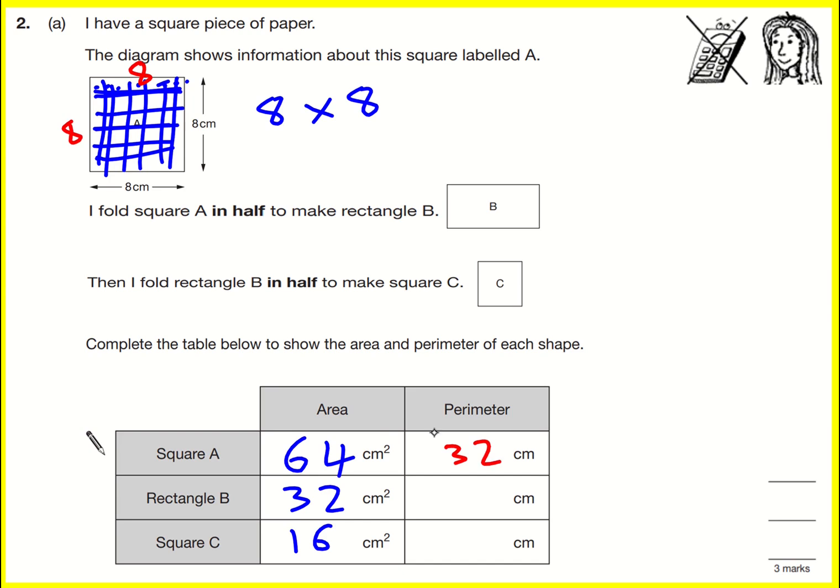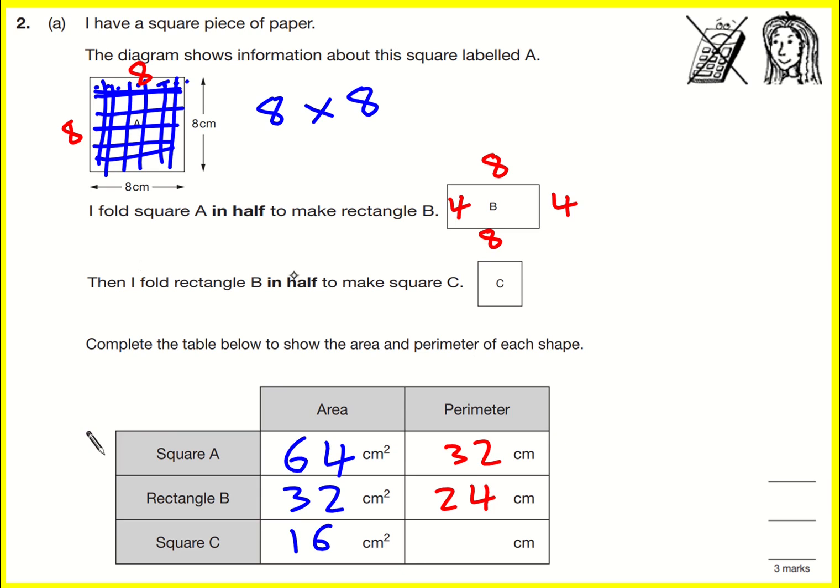But we need to be a bit more careful for the perimeter of the other shapes, because let's label them. So we're going to get 8, 8 again, but now it's 4 and 4. So we're not halving the perimeter this time. It actually doesn't go down by as much. It's going to be 8 plus 4 is 12, plus another 12, it's 24.